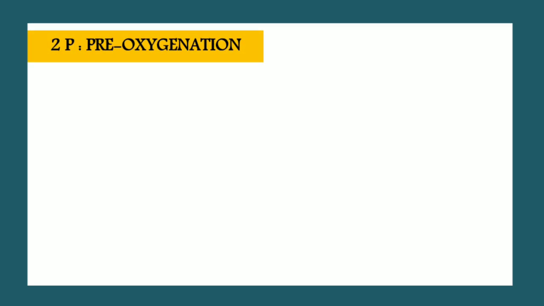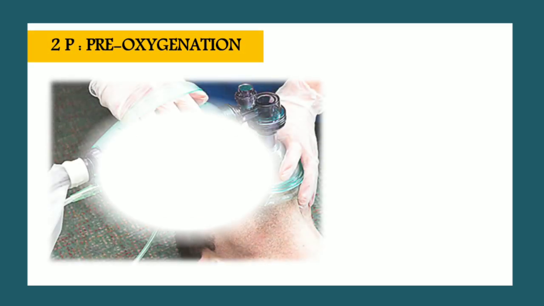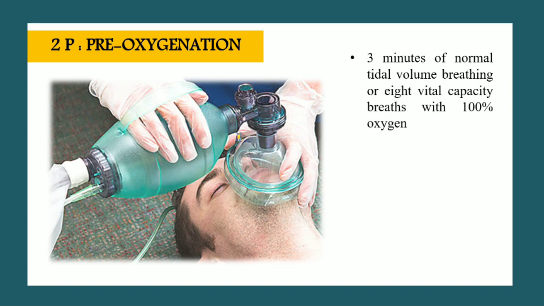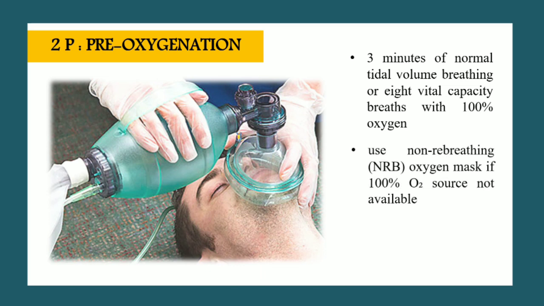Next P is pre-oxygenation. So before intubating, you need to oxygenate the patient. So 3 minutes of normal tidal volume breathing or 8 vital capacity breaths with 100% oxygen. Use a non-rebreathing oxygen mask if a 100% O2 source is not available. Prevent desaturation during intubation. So these are the things that are necessary for pre-oxygenation.